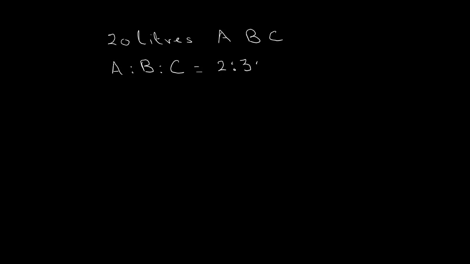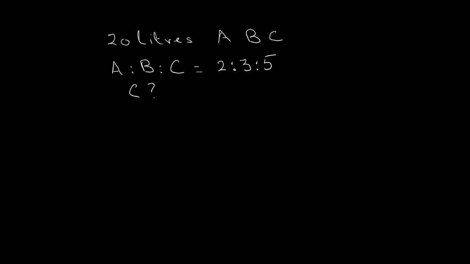So let's say we have 20 liters of water, and it's going to be poured into 3 buckets, A, B, and C. And the ratio of water in A to B to C is equal to 2 is to 3 is to 5. Okay, and now what we want to find is, what is C.